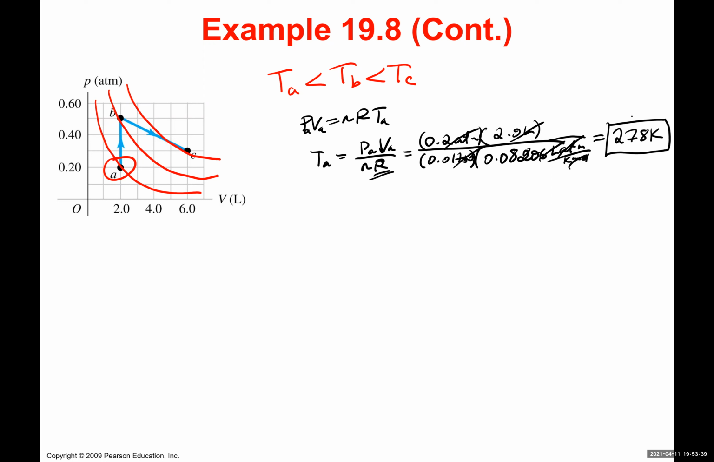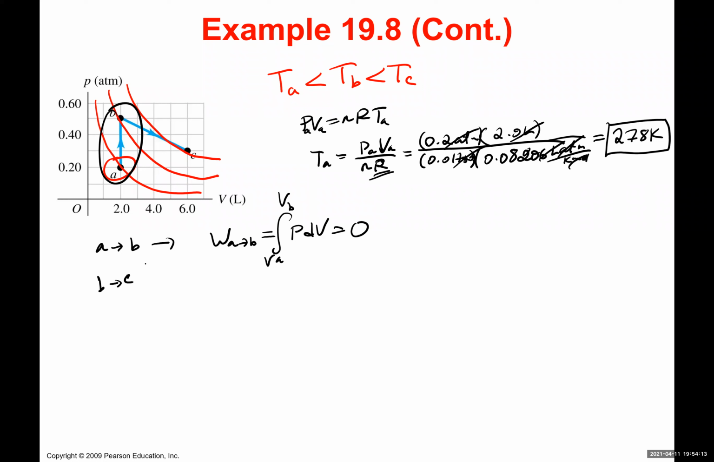Part B was asking how much work was done by or on the gas, from A to B and B to C. Okay, so let's look at them. Let's say for the first one, going from A to B. Work done going from A to B is the integral of P dV from VA to VB. But we can see that VA and VB are the same, so we get 0. That means work done equals 0 from A to B.